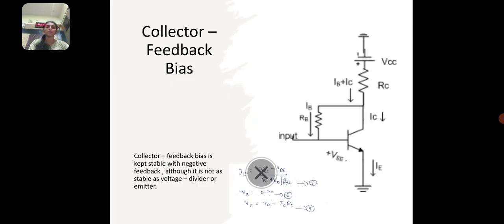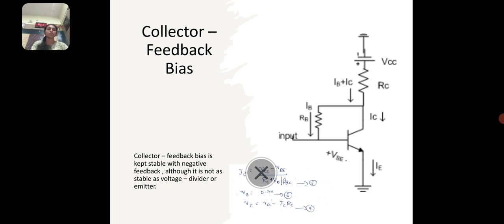The another type of bias is collector feedback bias. Collector feedback bias is kept stable with negative feedback, although it is not as stable as voltage divider or emitter bias. It is also called self bias. It is also used to stabilize the Q point. The basic idea is a feedback of voltage of the base to neutralize the collector current.